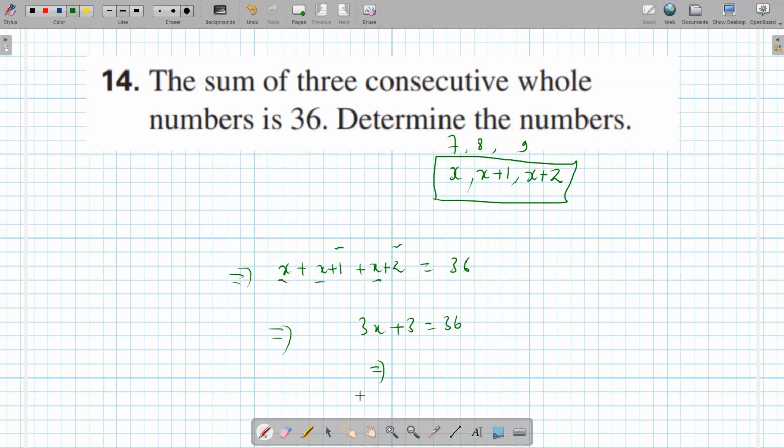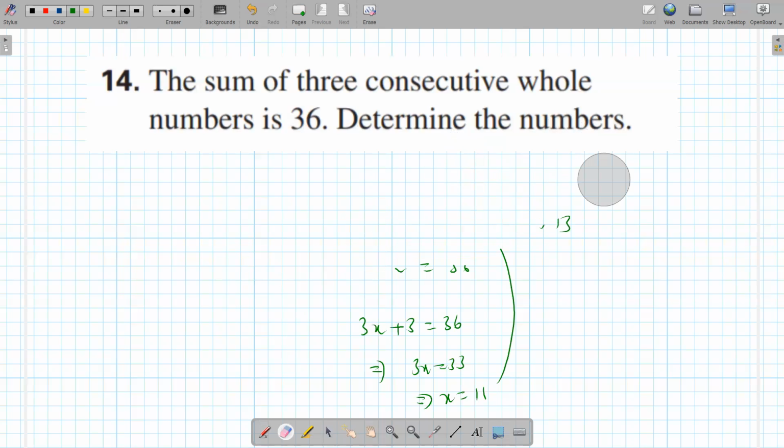Now, what do we do to solve this equation? You subtract 3. Yeah, you subtract 3, right? So 3x equals 33, and then you divide by 3 because it's being multiplied here. You do the opposite, which is division. So there we go, x is 11. So our first number is 11. Our next number is x plus 1, 11 plus 1, 12, right? And the third number is x plus 2, so 11 plus 2, 13. There we go. Okay? That's how you do it algebraically.